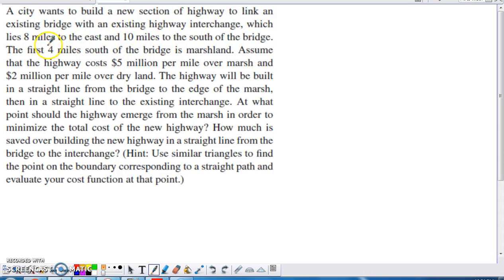The interchange lies 8 miles to the east and 10 miles south of the bridge. So if the bridge is here, 8 miles east and 10 miles south would put the interchange down here somewhere. So we know that this is 8 miles horizontally between the bridge and the interchange, and we know that this is 10 miles vertically between the bridge and the interchange.